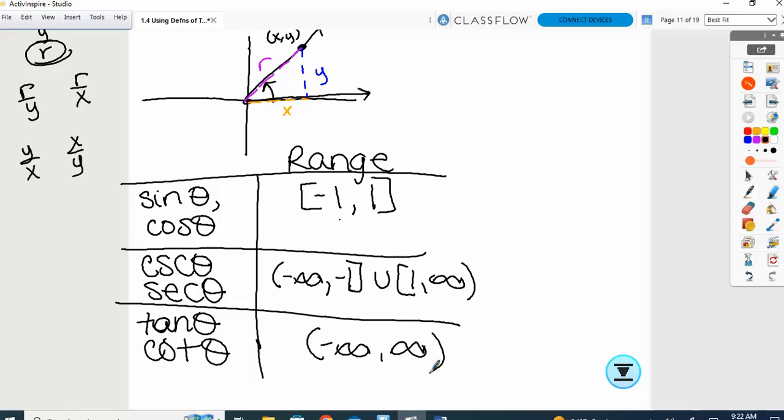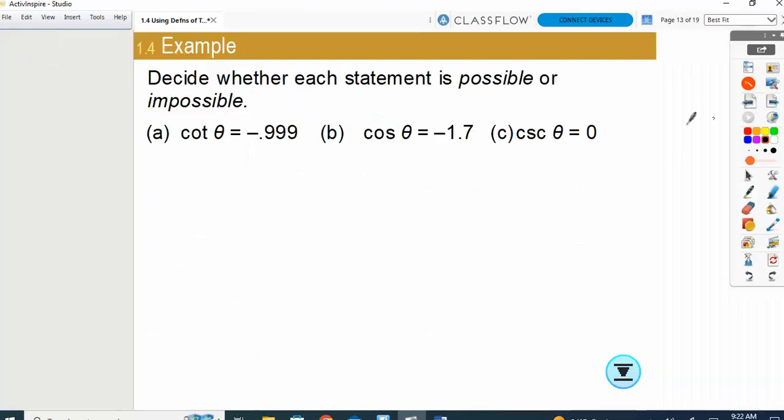So last example for the day. If I give you some values, for each of these, I just want you to tell me, is it possible or impossible? So take a second and try it. Is this possible? Can cotangent equal a negative 0.999? Tangent and cotangent can equal anything. Can cosine equal a negative 1.7? No, it can only equal things in between 1 and negative 1. Can cosecant equal 0? No, it's the opposite of sine and cosine.